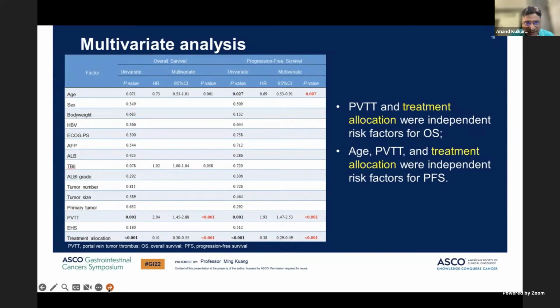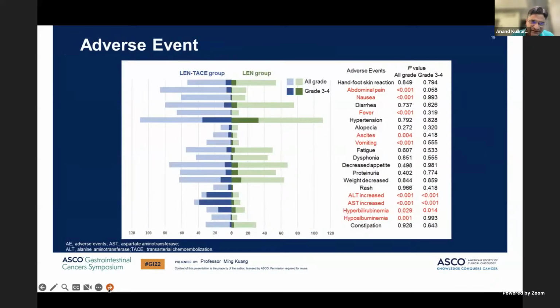As for predictors of survival and progression-free survival, age was an important determinant. Bilirubin again was an important determinant, and the treatment allocation was also an important determinant of progression-free survival. That is, len plus TACE had better PFS than those who received len alone.